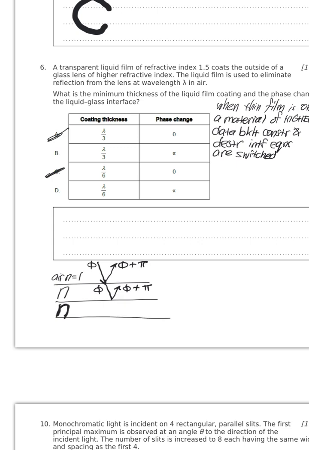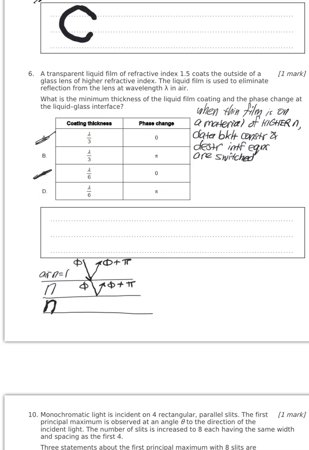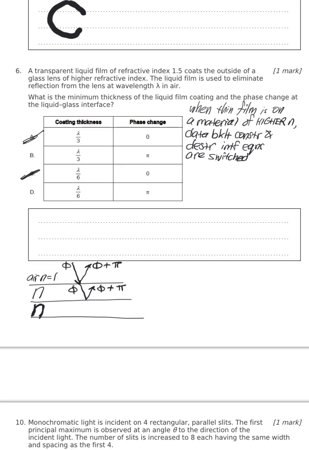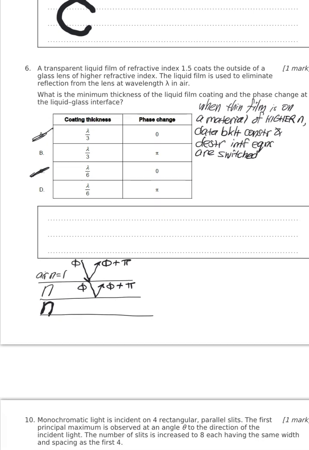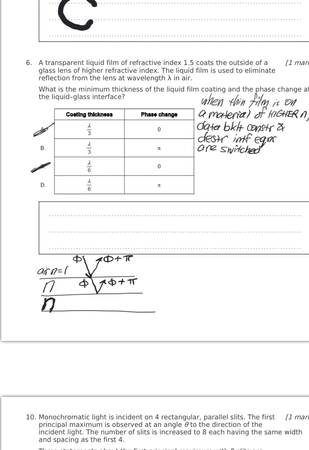And then it wants to know what is the coating thickness. So let's see. We want a destructive interference because we're trying to kill the reflection, right? Minimum thickness. Eliminate reflection. Yes, we're looking for a destructive interference condition. So referring to the data booklet for destructive interference, but it's not what the data booklet says. I'm actually using the constructive interference because the equations switch.